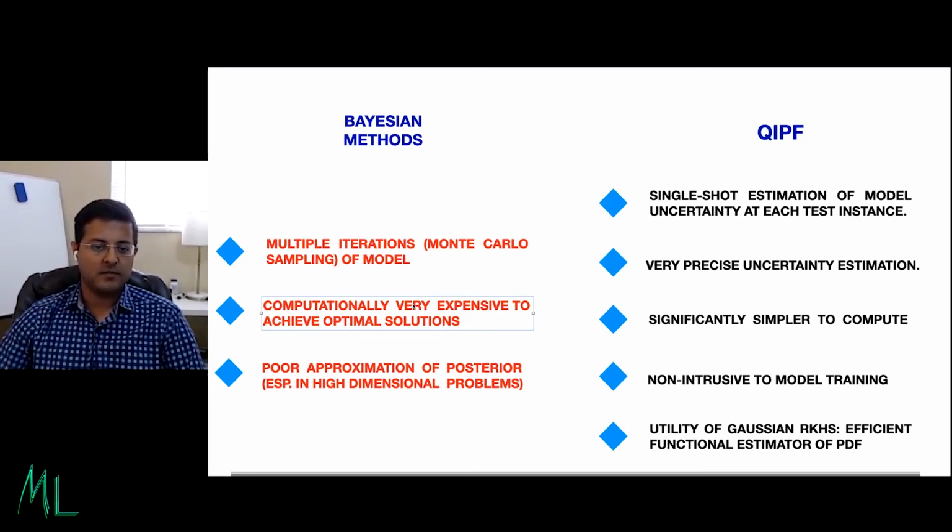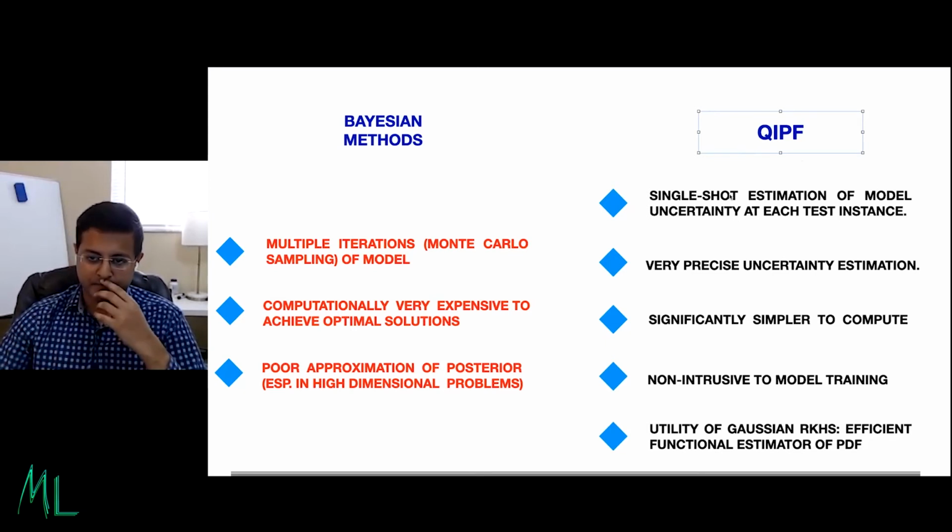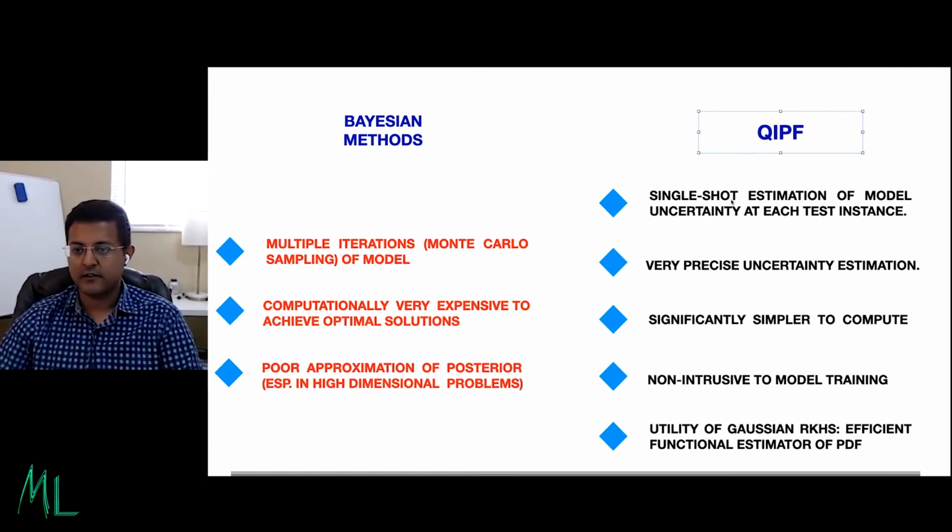And if you want to use approximate Bayesian methods, it leads to very poor approximation of the posterior, especially in the case of high-dimensional problems. And using our QIPF approach, we are able to overcome all of these drawbacks of Bayesian approaches. First of all, it is a single-shot estimation of model uncertainty. That is, you do not need any iterative procedures.